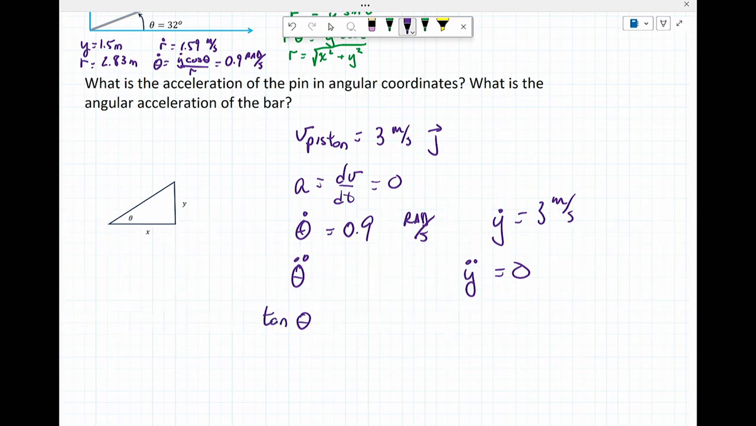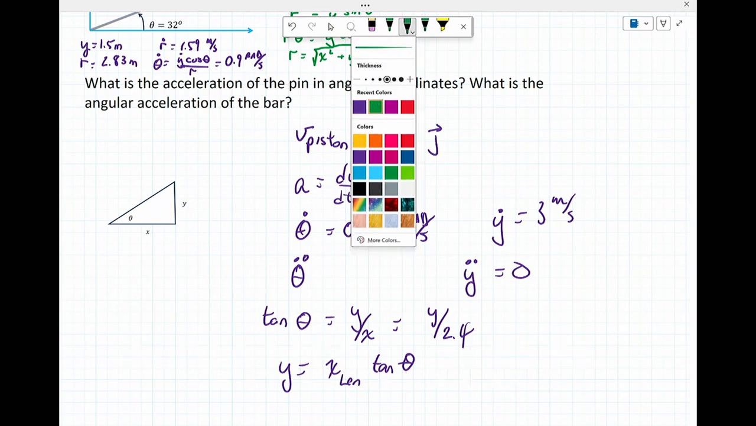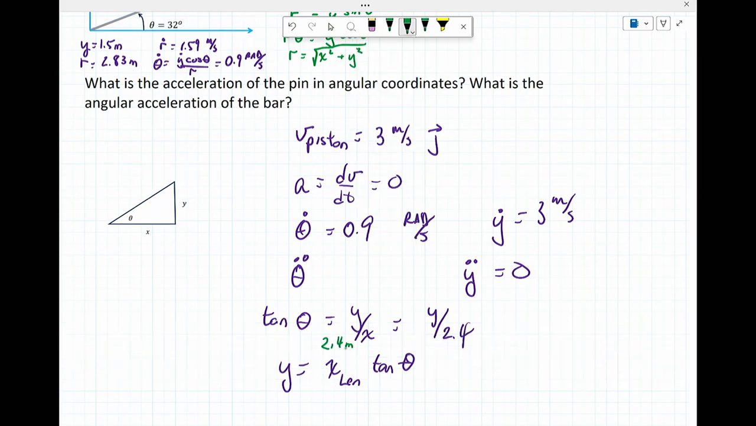Tan of theta hasn't changed. It's y over x. It's y over 2.4. And y is equal to x length times tan of theta. And x length is at 2.4 meters. I'm leaving it as a variable because it makes my life a little bit easier. 2.4 meters, right there. And that's that length, the horizontal distance from the origin to point P. So I have that.